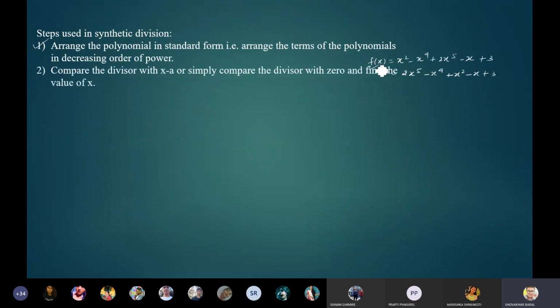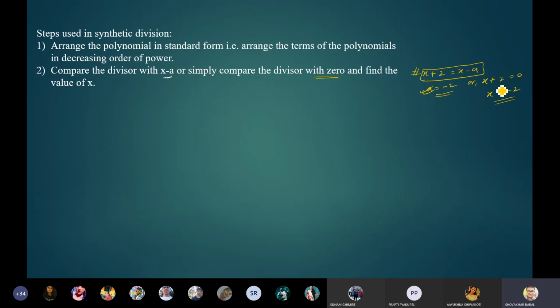Now step number 2, compare the divisor with x minus a. Compare the divisor with x minus a, or simply compare the divisor with 0. If the divisor is x plus 2, then you may compare it with x minus a, or you may simply compare it with x plus 2 will be equals to 0. You may write it in this way also, and you will get the value x equals to minus 2. In this case, x plus 2 is equals to x minus a. Your a will be equals to minus 2. In both cases, you will get the divisor for the synthetic division, that is equals to minus 2. This process is followed in your government book also. Then you can follow either way.